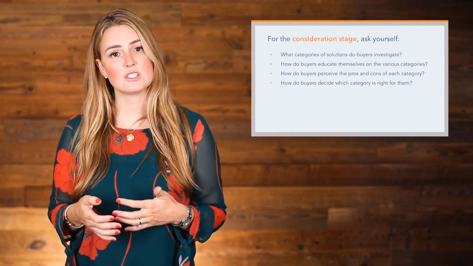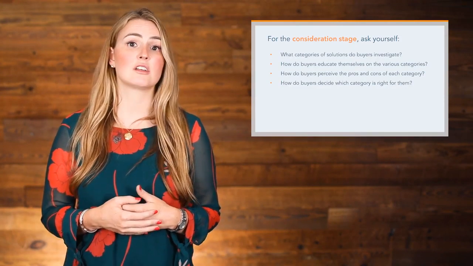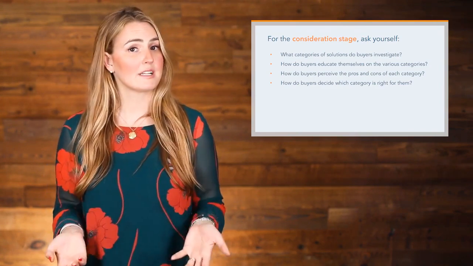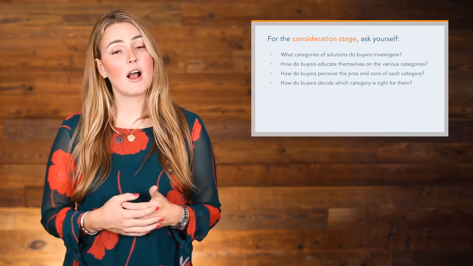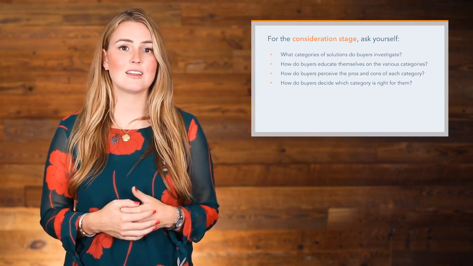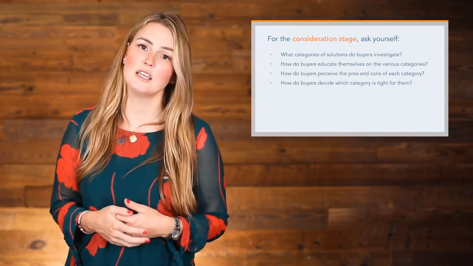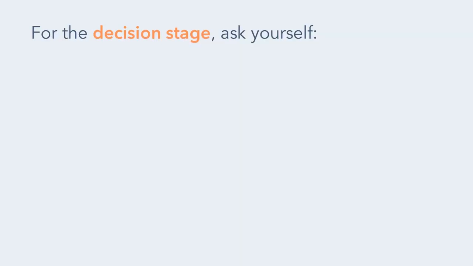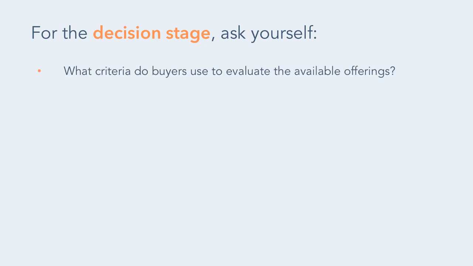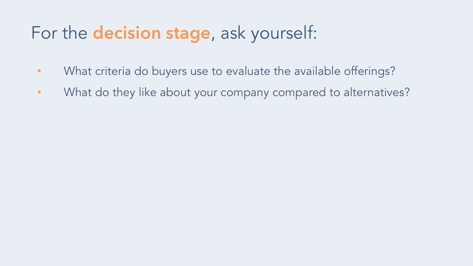In the decision stage, buyers have already decided on a solution category. For example, they could write a pro-con list of specific offerings and then decide on the one that best meets their needs. Questions you should ask yourself to define the decision stage are, what criteria do buyers use to evaluate the available offers? When buyers investigate your company's offering, what do they like about it compared to alternatives? What concerns do they have with your offering?